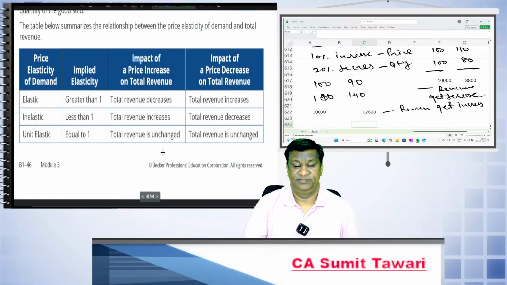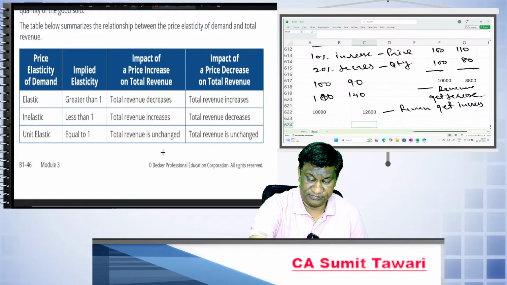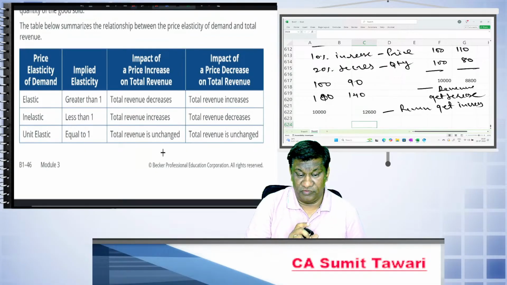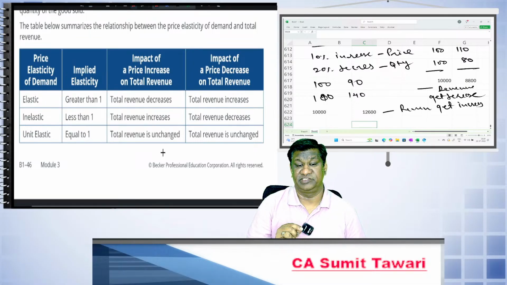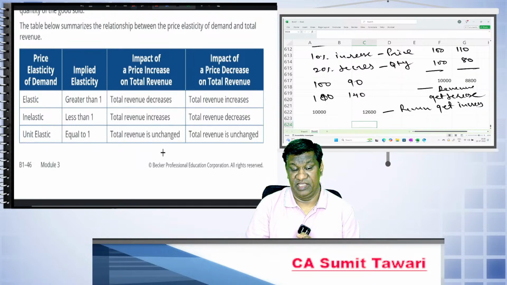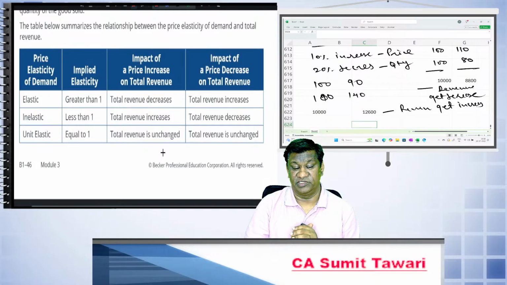Any doubt here? Always keep in mind quantity demanded is in the numerator and the price is in the denominator, and accordingly you can calculate. Means you are always comparing the quantity demanded with respect to the price. Okay, so if it is elastic, that means the rate of price change is less than the rate of change in quantity demanded. And if it is inelastic, the rate of price change is greater than the rate of quantity change.